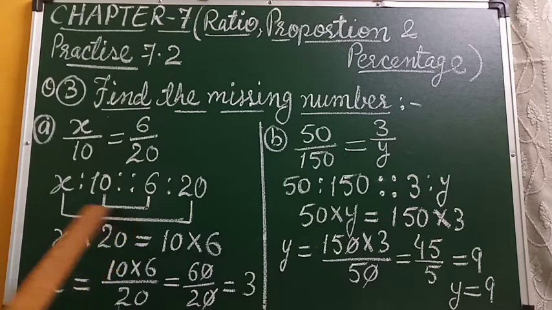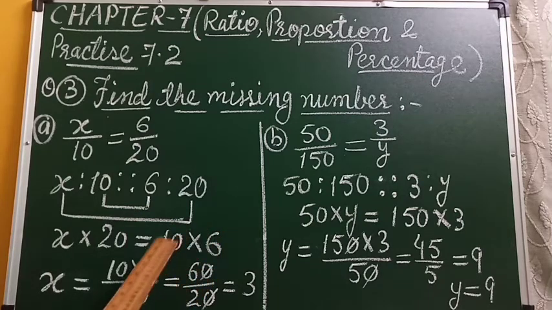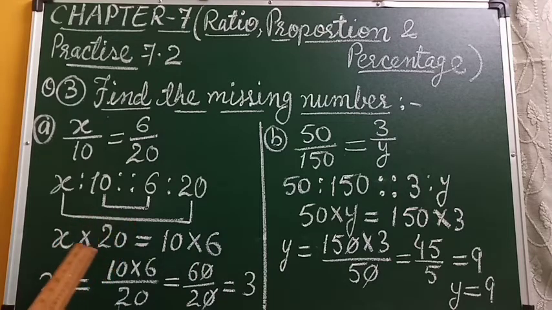So whenever we have to find any value, we have to remain with the variable and we have to shift all the numbers to the other side of the equals to. So here these values are on the right hand side and this one, 20, is on the left hand side. So when we shift this 20 to the right hand side, we have to change its sign. That means 20 is in multiplication now. So when it is in the numerator and when it goes to the right hand side, it will be in the denominator.